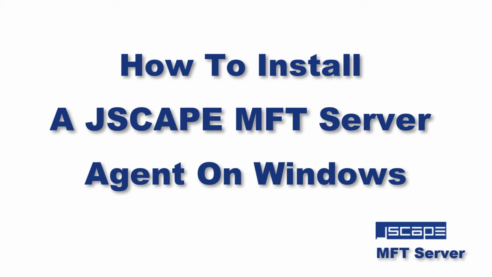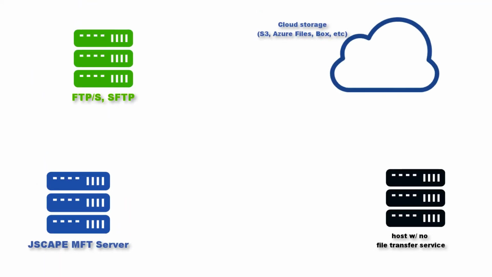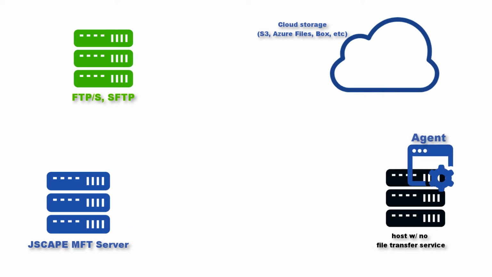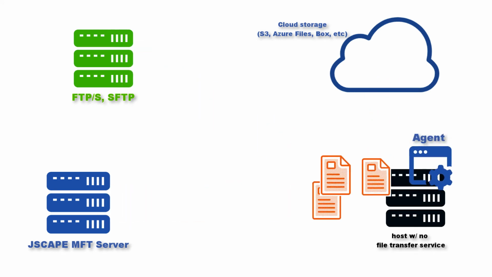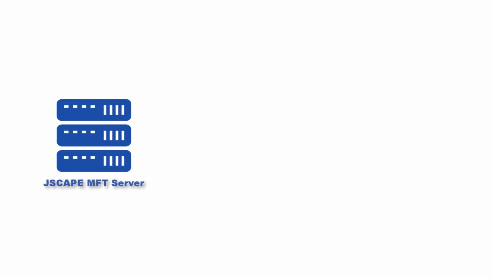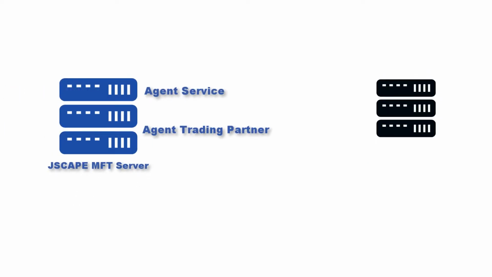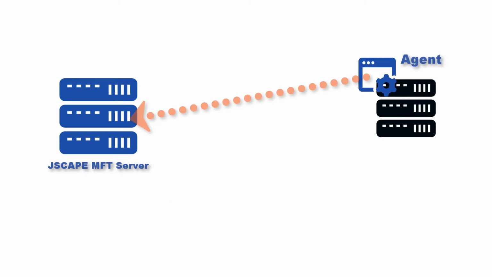It's time to continue our tutorial on using JSCAPE MFT Server Agents. If you've been following our recent blog posts and videos, you already know that agents offer an easy way of exchanging files with hosts that don't have any file transfer service. We already taught you how to set up an agent service and agent trading partner. So this time we're going to teach you how to install an agent on a remote Windows host and then have that agent connect to our agent service.